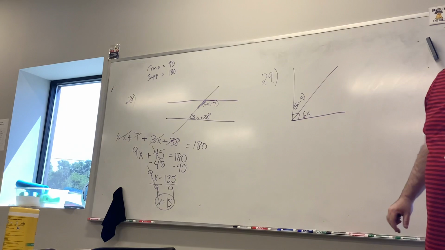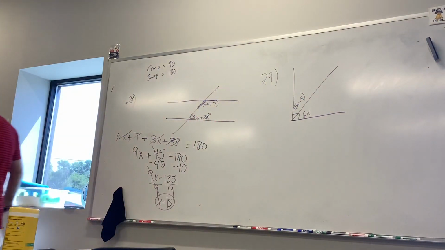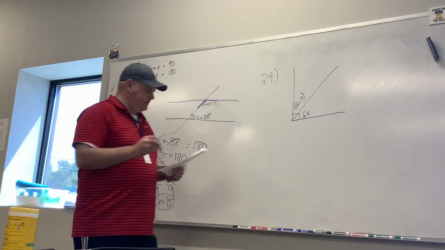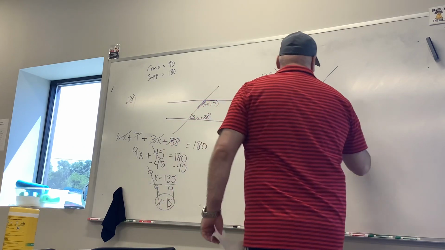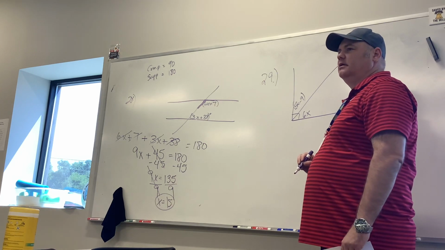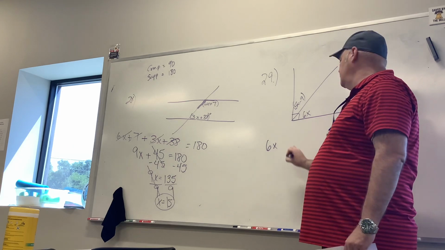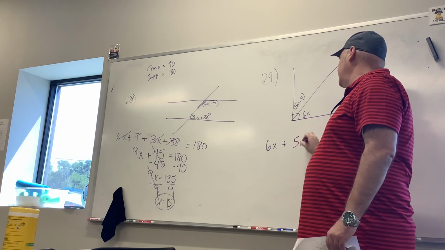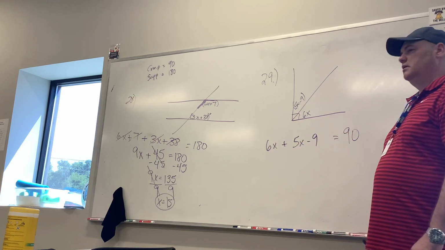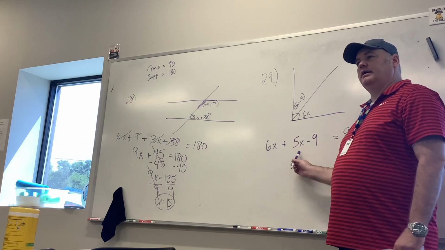Okay, number 29. So is that supplementary or complementary? Complementary, so it's equal to 90. What are my two angles that I'm going to add together? Either order is fine. And 5x minus 9. Okay, so that's that one, that's that one. We can combine these two, right? That's 11x.